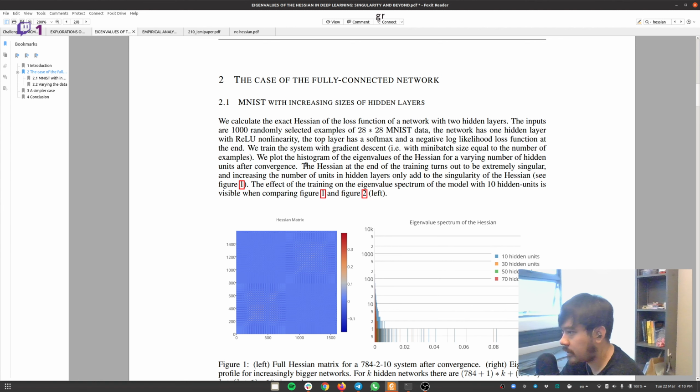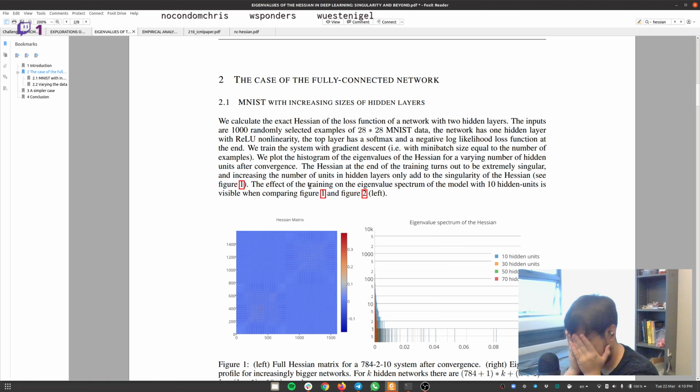The Hessian at the end of the training turns out to be extremely singular. What does this mean? It means that when we are at the MAP estimate, essentially at the minimum energy or some local minimum, the surface is very ill conditioned. I guess. And increasing the number of hidden units only adds to the singularity. Huh.